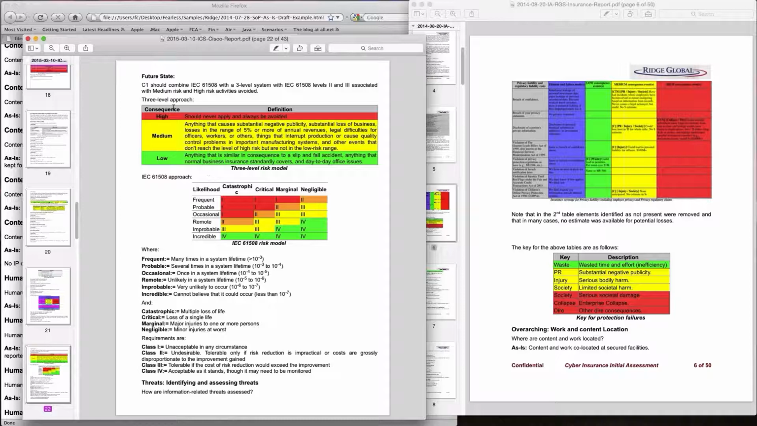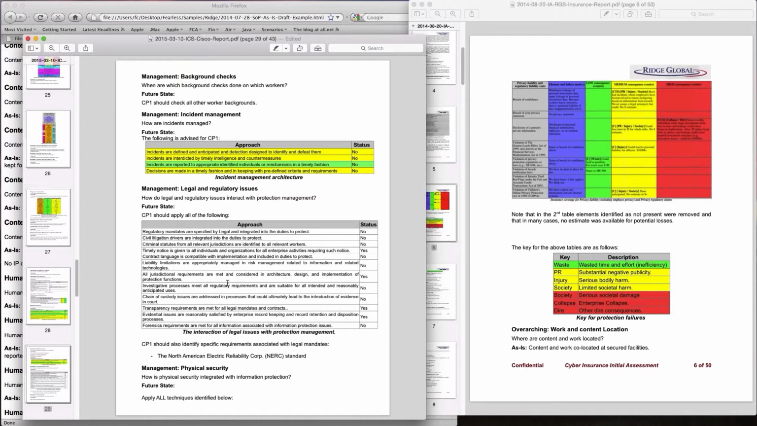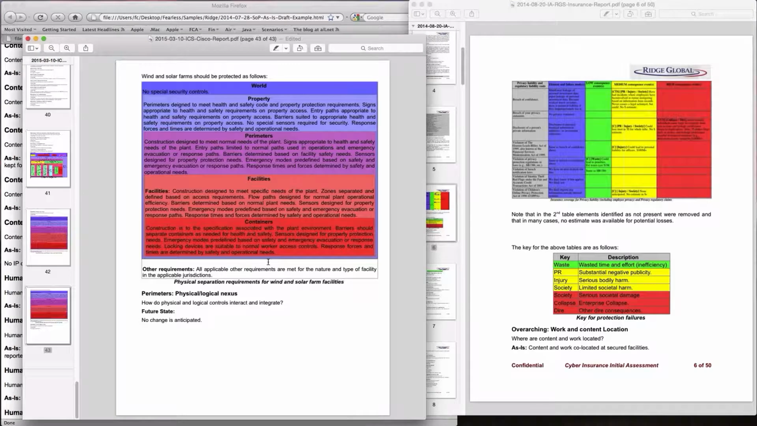So, for example, in this case, we said that the enterprise should combine IEC 61508 with the 3-level system, with levels 2 and 3 associated with medium risks. So instead of using the 1, 2, 3, 4 that you see here in the diagram, we identified that 2 and 3 should be combined into medium risk, and then a 3-level process be used to identify and evaluate risk and make decisions. And so you can see it's a rather extensive and substantial report. In this case, it's 43 pages.